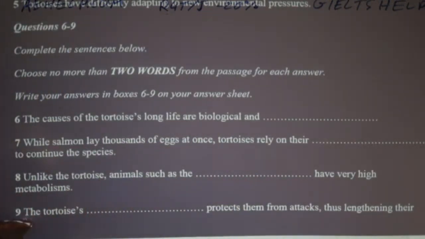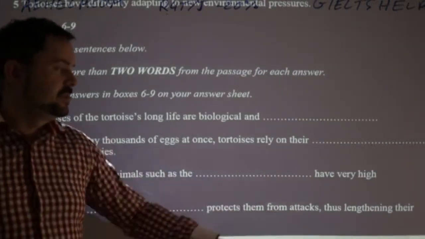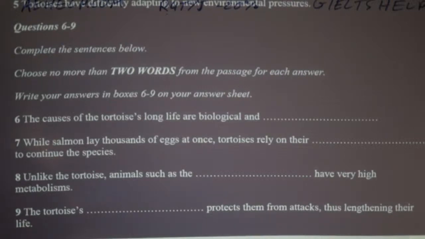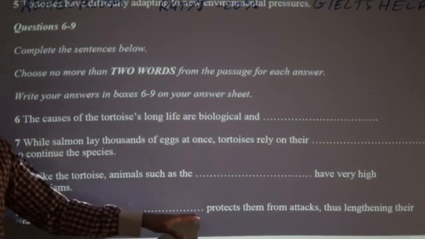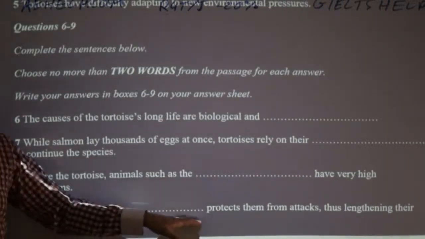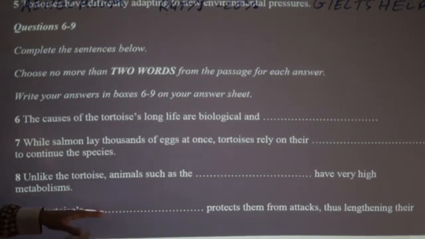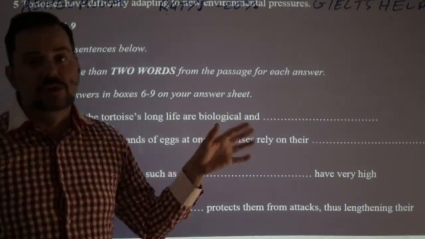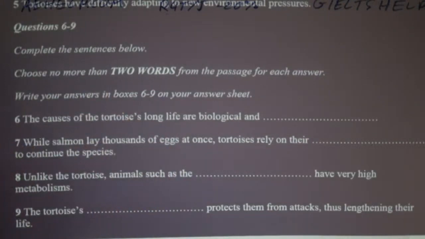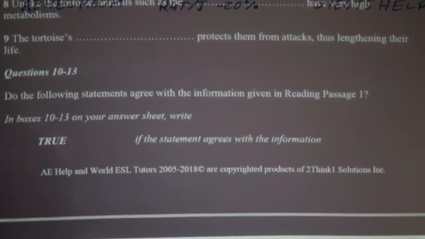Okay, the tortoise's something protects them from attacks, thus lengthening their life. Now here, I might guess that the answer is shell. Okay, so the tortoise's shell protects them from attacks. But I have to be careful. It is minimum 2 words. There could be an extra word in there as well, okay, that's needed. So careful to just put the answer in and then say, okay, that's what it is for sure, right? So leave your thinking a little open-minded, okay?